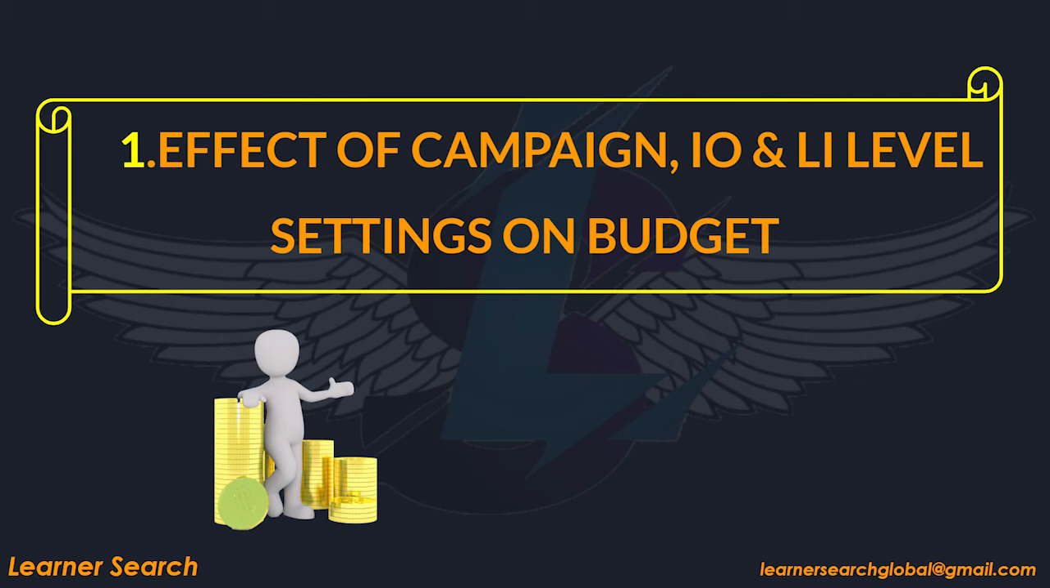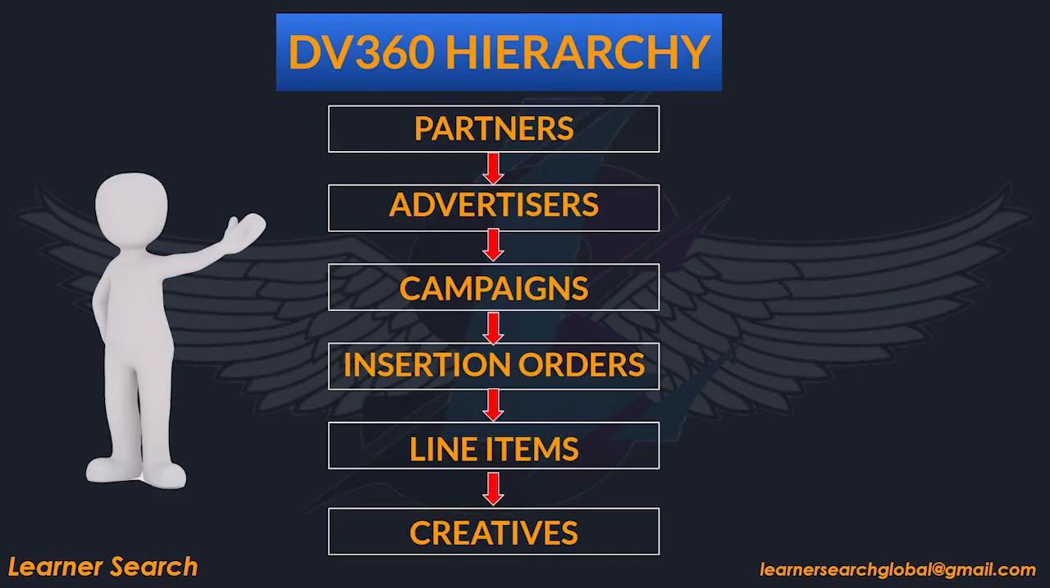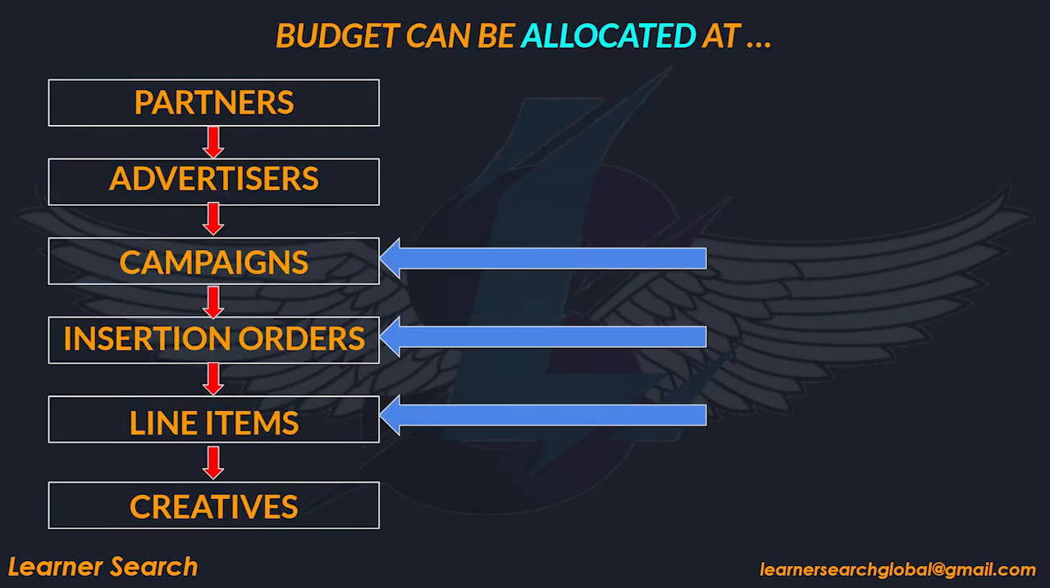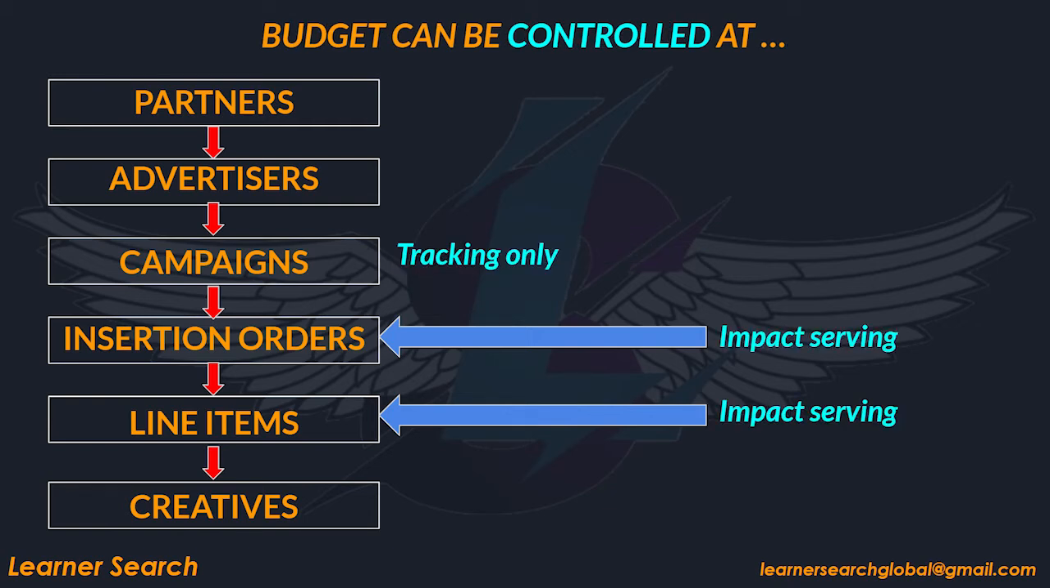Effect of campaign, IO and line item level settings on budget. The platform hierarchy is shown in this slide. Budgets can be allocated at three levels: campaign, IO and line item levels. It can, however, only be controlled at IO and line item levels.